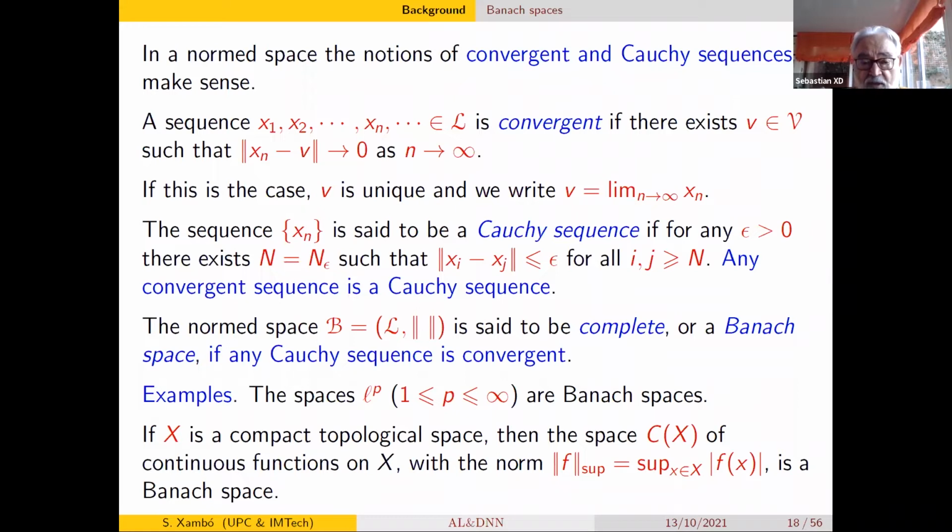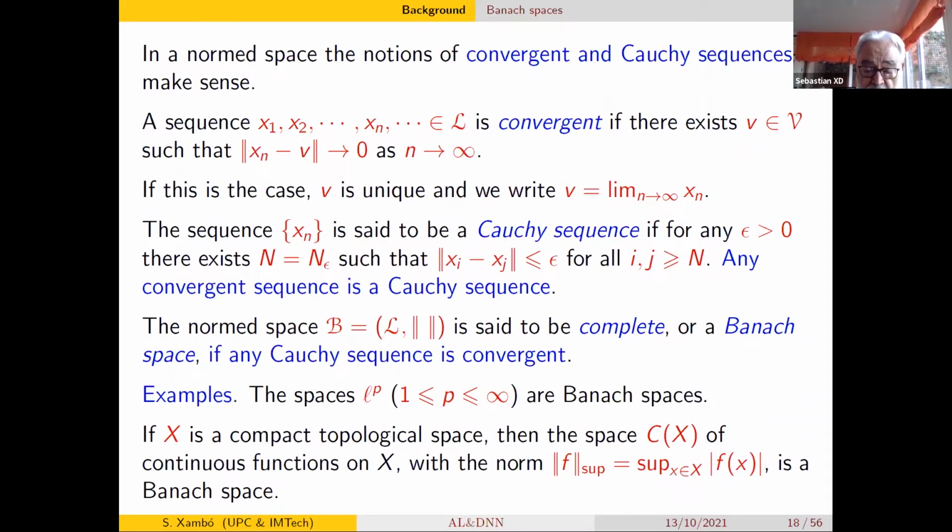Examples: the spaces little l^p for any p between 1 and infinity are Banach spaces. Another example is that if you have X a compact topological space, which you can think of as a closed bounded set in R^n, then the space of continuous functions on X, which I denote in this way, with the sup norm of f, the supremum of the values f(x) for any x in X, is also a Banach space.